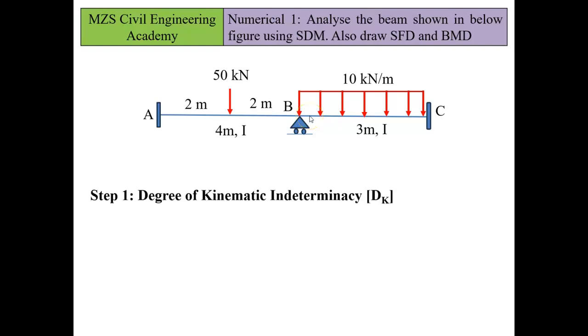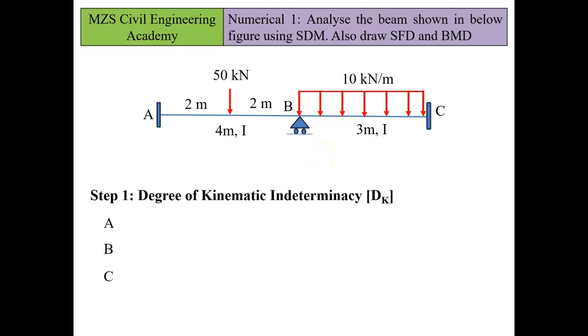Now to start with, the very first step is to find the degree of kinematic indeterminacy. Degree of kinematic indeterminacy is nothing but the available degrees of freedom within the structure. For this, we need to identify the unknown displacements in the structure. The given structure is a beam subjected to gravity loads. The predominant action will be bending. Due to bending, there will be development of rotation and deflection at the ends. So, the unknown displacements will be rotation and displacement at the joints.